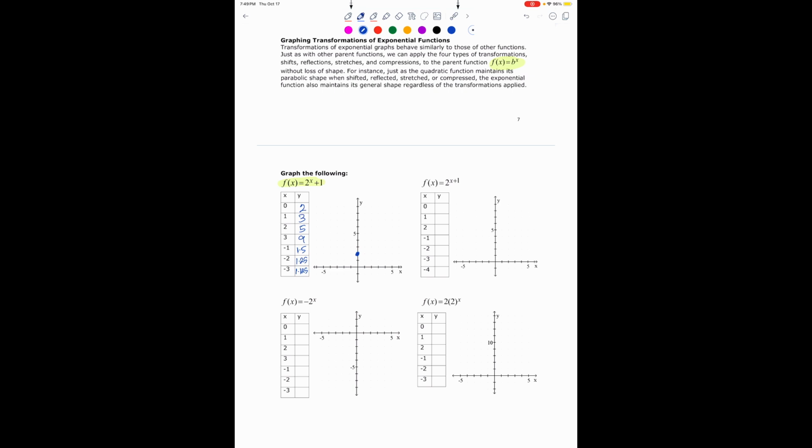And then at 1, it's equal to 3. And then at 2 is equal to 5. And then at 3, it's equal to 9. And then at -1, it's equal to 1.5. 1.5 is approximately here. And then at -2 is 1 1/4. And at -3, it is very close to 1.